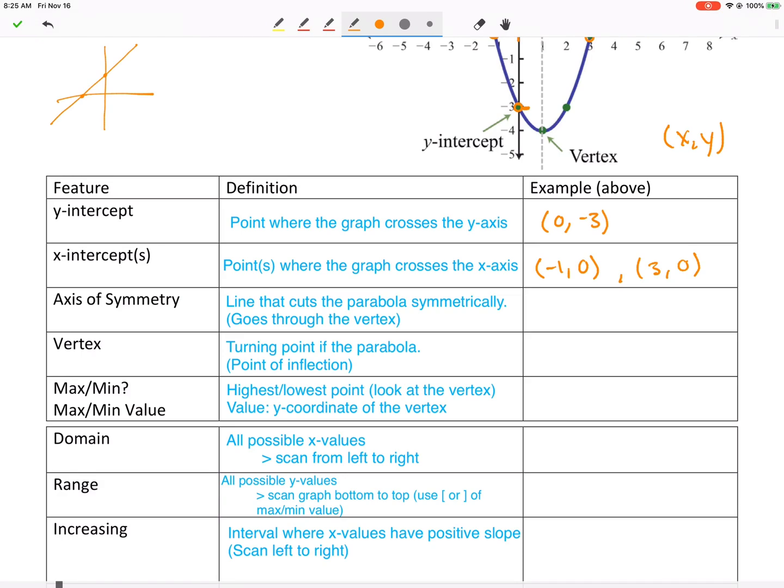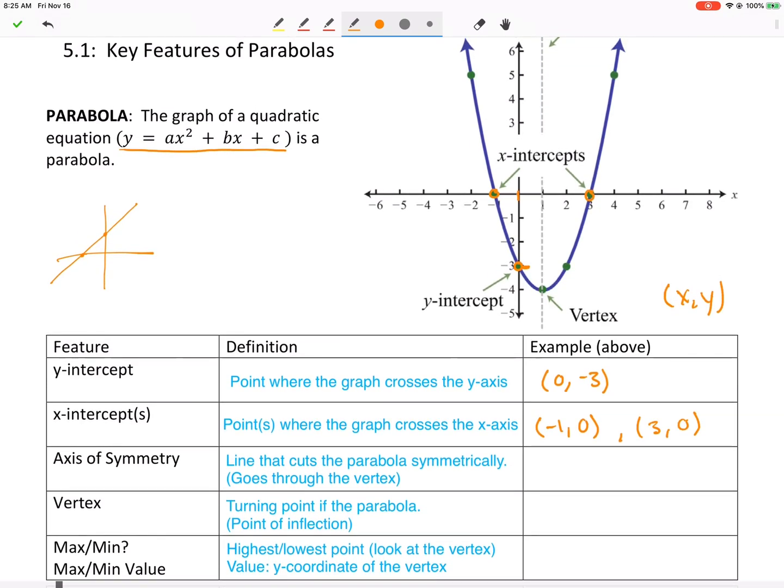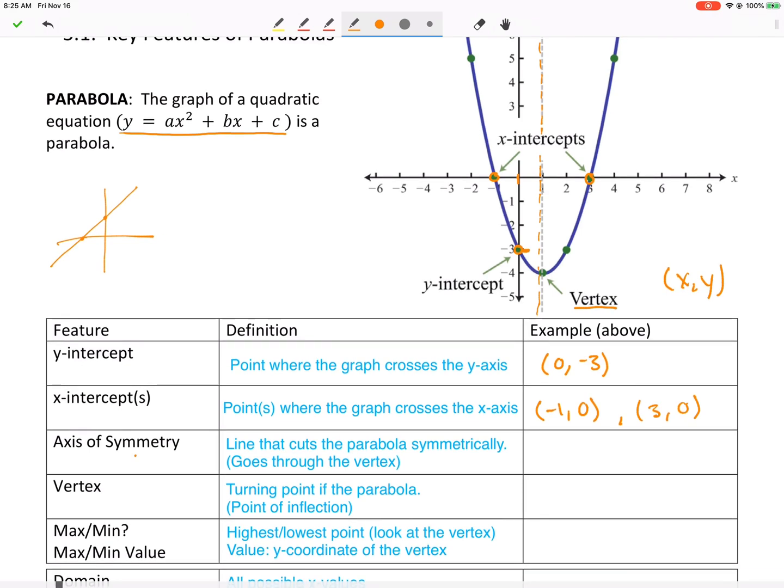Okay, axis of symmetry. Axis of symmetry is the line that cuts the parabola symmetrically, or like in half, okay? And it goes through what we call the vertex. So this dotted line is our axis of symmetry. Okay, and it's a line, so I'll write that here, line. Whereas our y-intercepts are points, or ordered pairs.